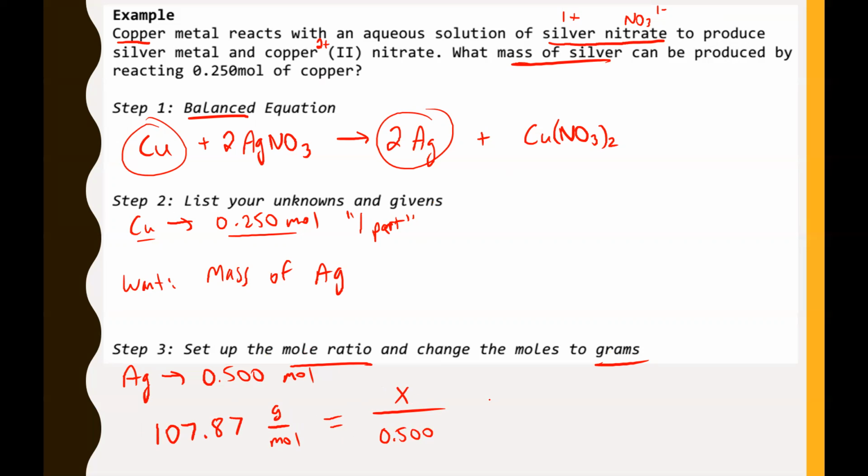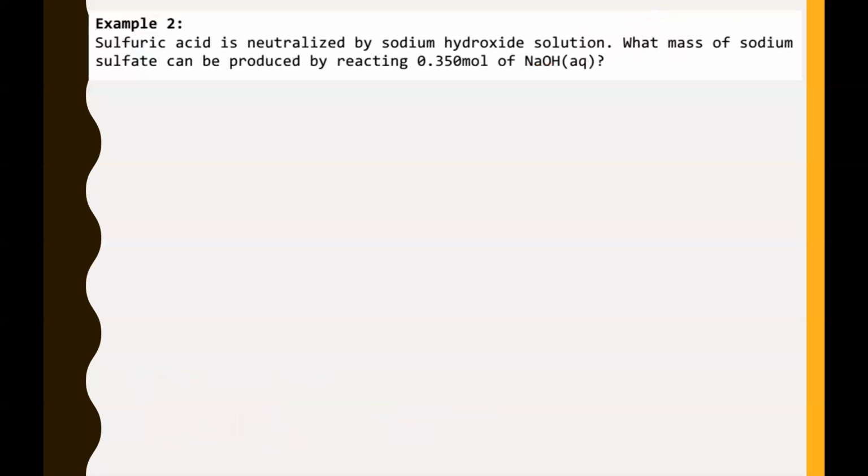To solve for X, we just need to multiply that 0.500 over, and this is going to give us X equals, I guess it's only 3 sig digs in this question, 53.9 grams. And again, I just multiplied this 0.50 over to the other side. All right, we're going to move on to the next question here.